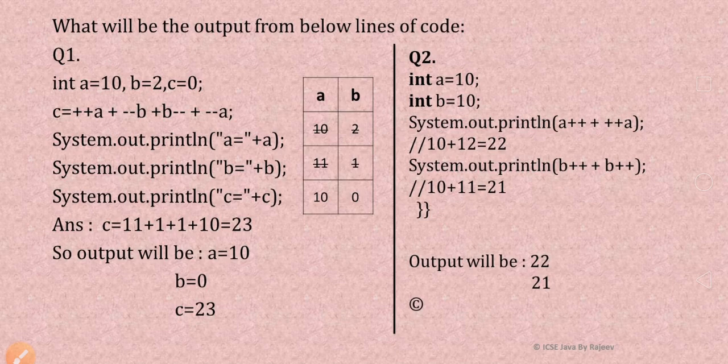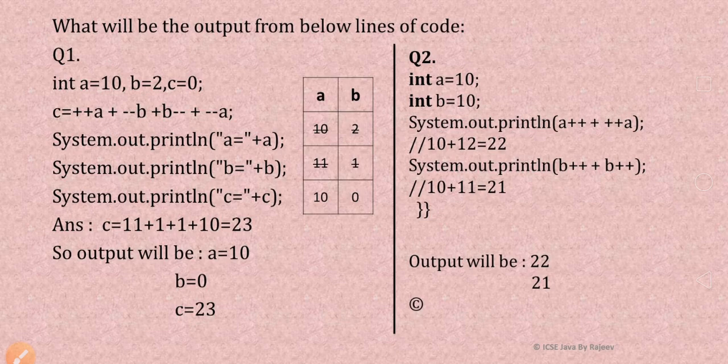Now we will start solving this expression c equal to plus plus a. Here plus plus a is a prefix. So first we need to change the value. As it is plus plus, we need to increment it by 1. a is already 10, so 10 plus 1 will become 11.